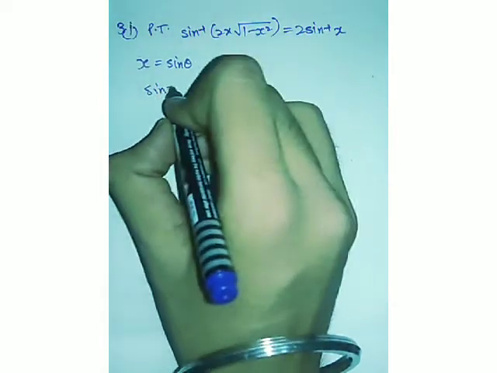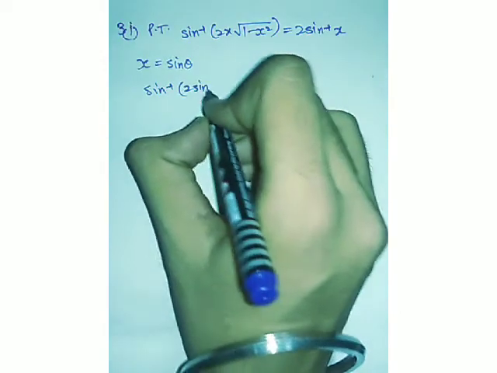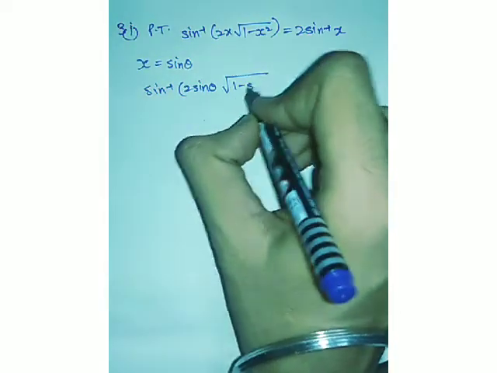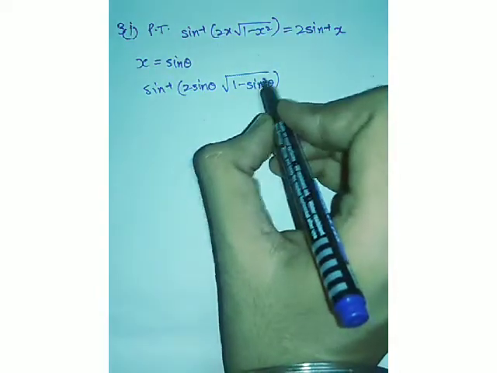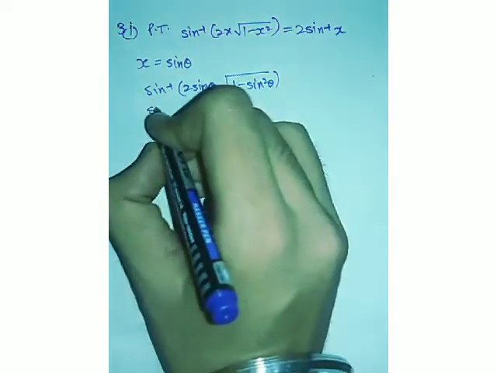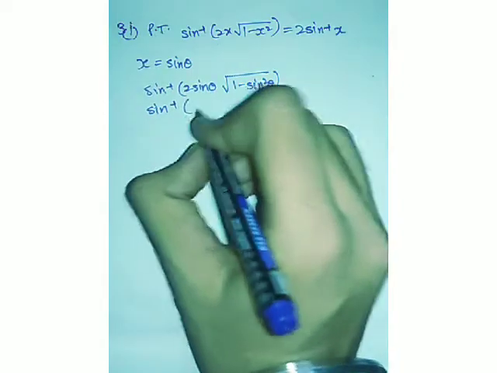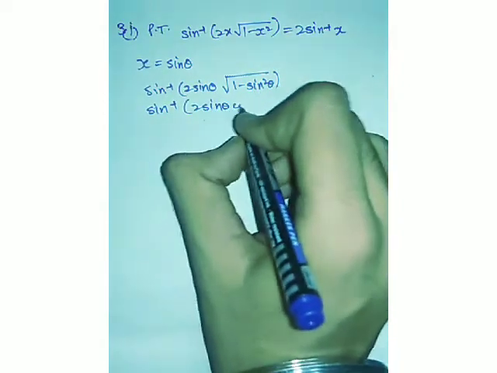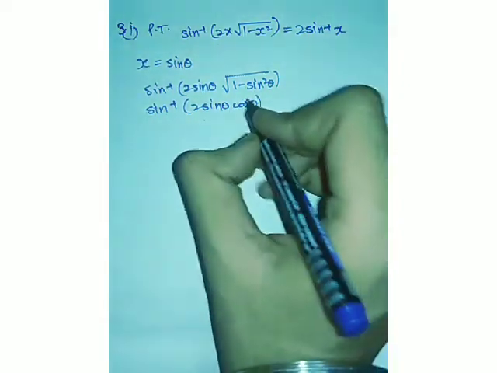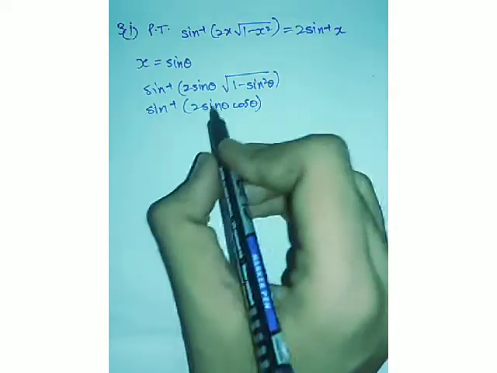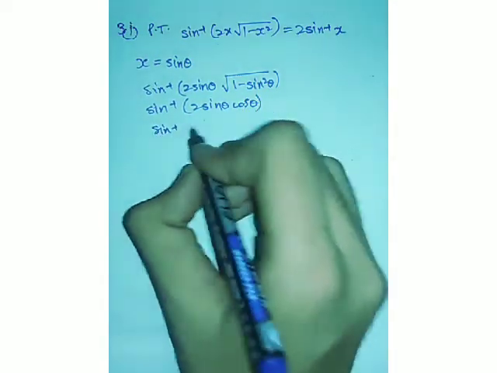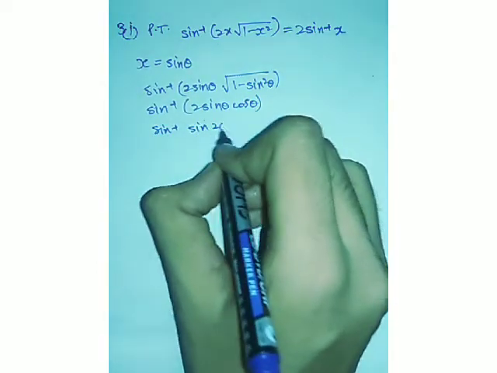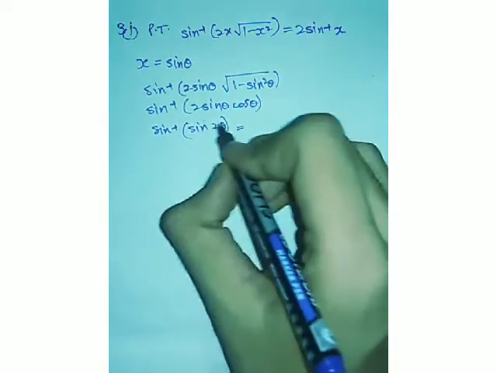What will you get? Sine inverse 2 sine theta under root 1 minus sine square theta. So 1 minus sine square theta is cos square theta, and the root will be cancelled. You will get cos theta only. Sine inverse 2 sine theta cos theta. Now I am pretty sure that you are aware of this identity, that 2 sine theta cos theta is equal to sine 2 theta. You will get sine inverse sine 2 theta, and what was theta?